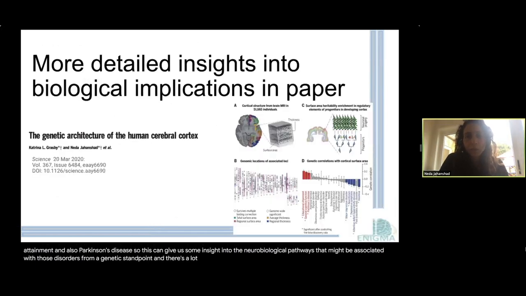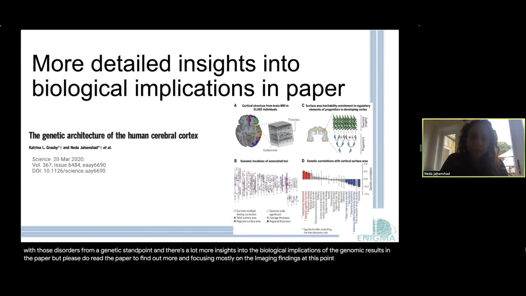And there are a lot more insights into the biological implications of the genomic results in the paper, but please do read the paper to find out more. I'm focusing mostly on the imaging findings at this point.